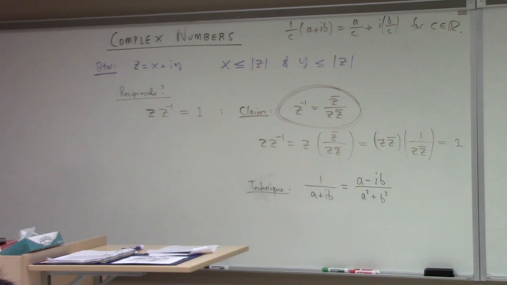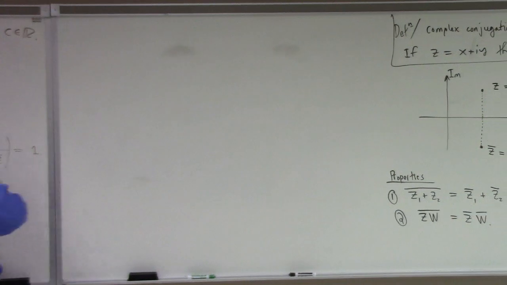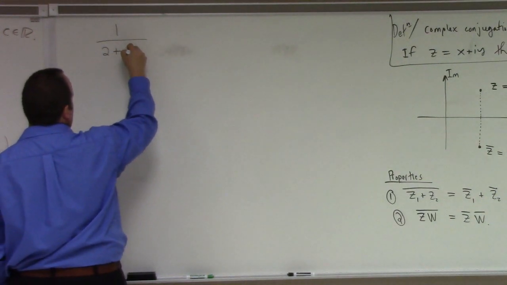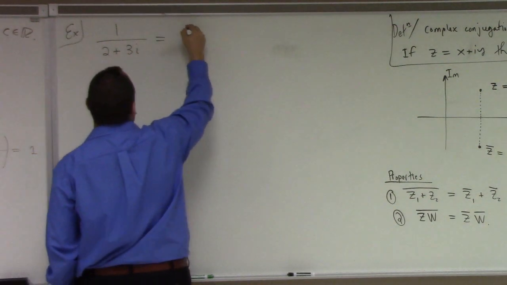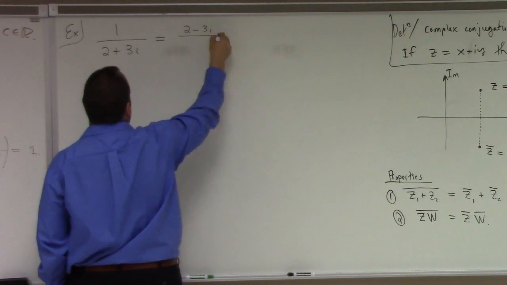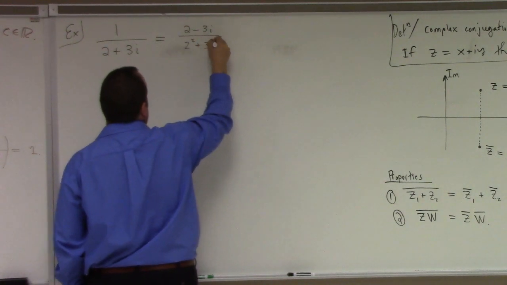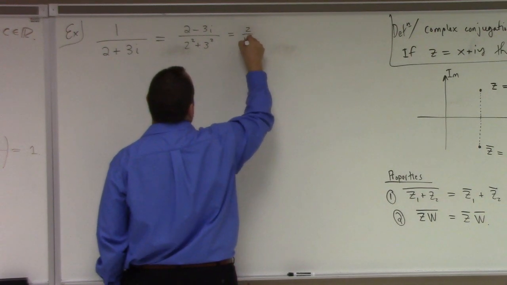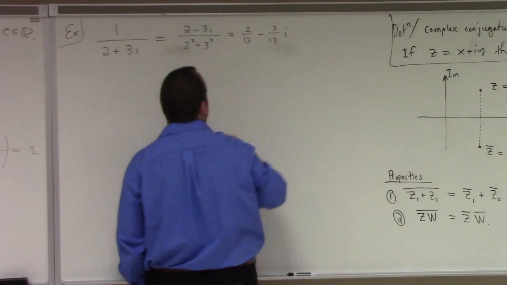Lest I be accused of putting no numbers on the board today, let me try out some real honest-to-goodness numbers. 1 over 2 plus 3i, for example, is 2 minus 3i over 2 squared plus 3 squared, right? So that's equal to 2/13 minus 3 over 13 times i.